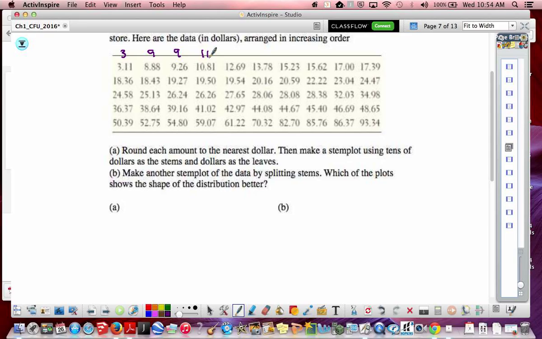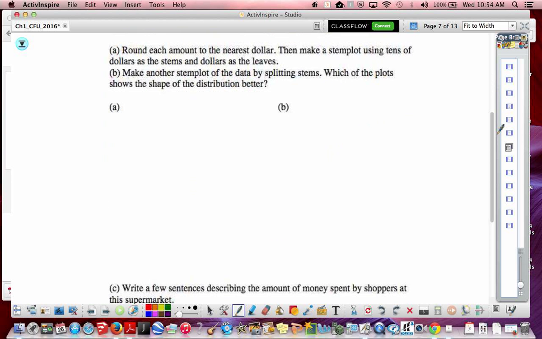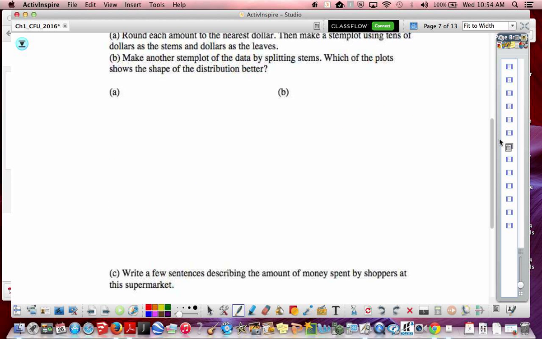So now you want to make a stem and leaf plot. The first thing I'm going to do is title it, money spent at the supermarket. Now remember in part A at least, the reason it's laid out this way is so that you have space to do both of these graphs.